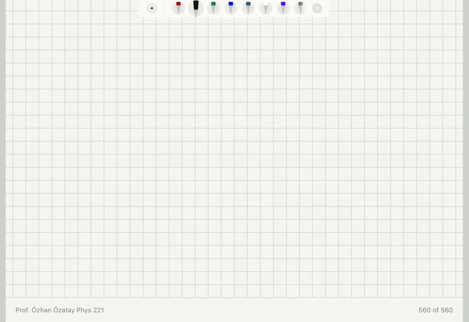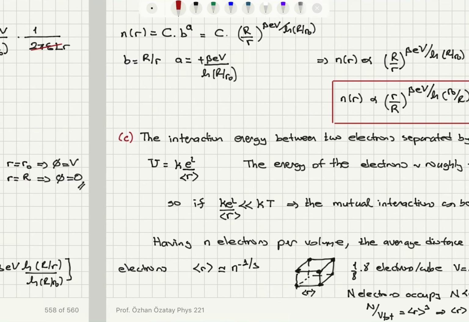This is the simple cubic model. Then I have ke square divided by n to the power minus 1/3, ke square over r, should be much less than kT. Forget about the k, so we can have n to the 1/3 e square should be much less than kT. So this could be the criterion to neglect interactions between electrons. This is basically telling us how low the temperature can be.